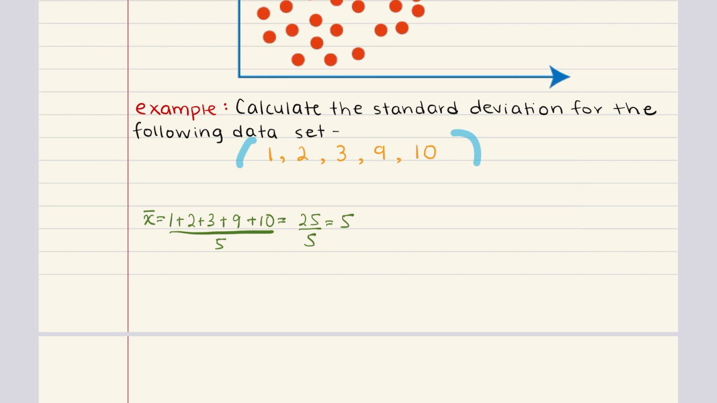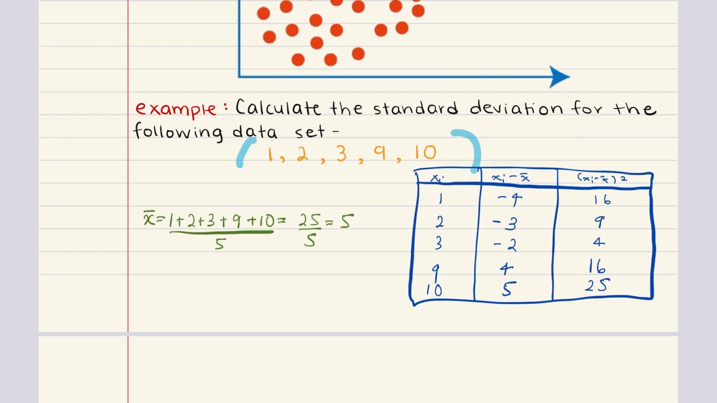The next step is to find the difference between each data point and the mean, and then square this value. So here in the data set, I've done that for all 5 values. We have our first value in our data set, that's 1. 1 minus 5 is equal to negative 4, and then we want to square that value. Negative 4 squared gets us 16. Then we're going to do the same for 2. 2 minus 5 is equal to negative 3. Negative 3 squared is 9.